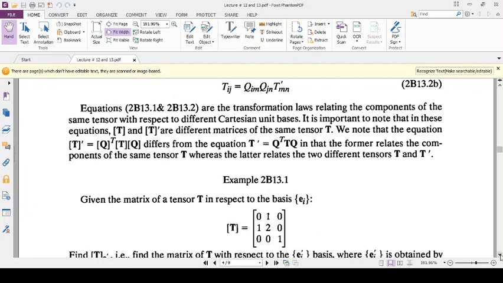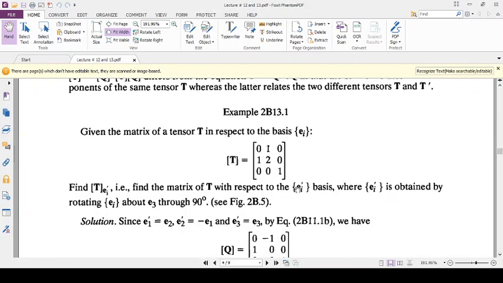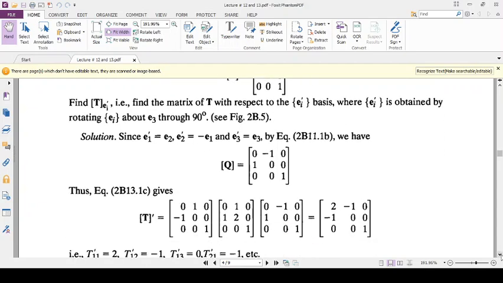This is again a simple example: for a given tensor T with respect to basis ei, find components with respect to ei dash, and ei dash is again given as in the previous example. So simply you have to write Q, multiply these three matrices, and you will have T dash.